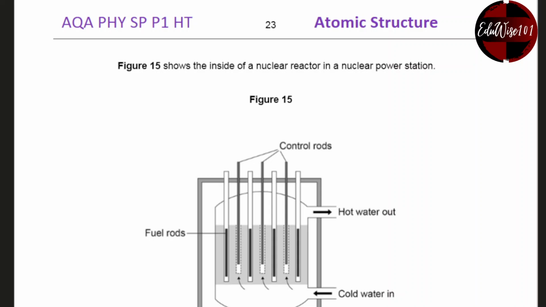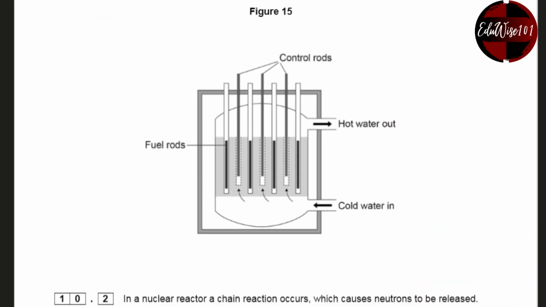Figure 15 shows the inside of a nuclear reactor in a nuclear power station. So you have the container, which is basically the protective layer outside, and the cold water is pumped from the bottom. And as the water goes through, the water gets heated up because of the nuclear reaction, and the hot water is pumped out, and that's actually more like steam that comes out. Now, the nuclear rods are basically these dark rods, and in between you have these control rods. Now the control rods are usually graphite rods.